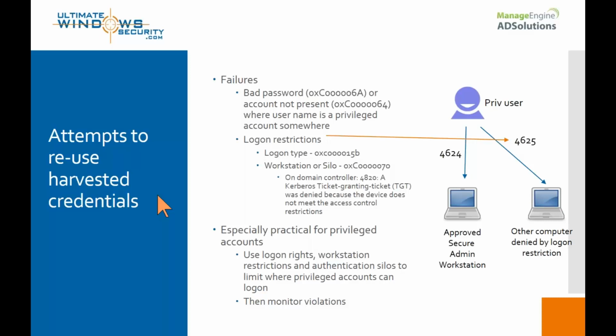So if you have a naming convention that you can wildcard and recognize privileged accounts, then this allows us to watch logon failures because of a bad password for privileged accounts more closely than for end user accounts.